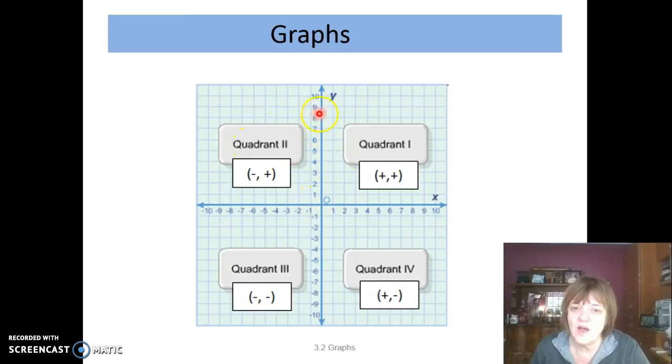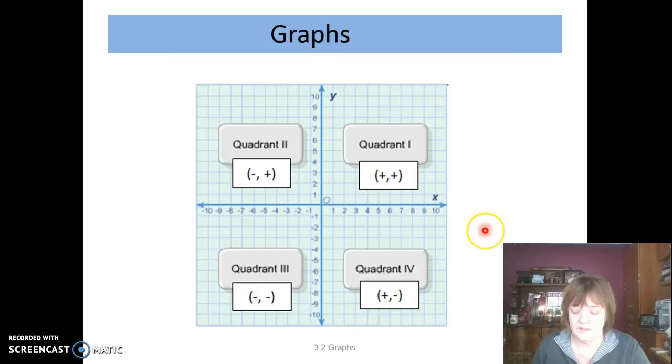So y, when we go up, is positive. Now for x's, when we go to the right, it's always positive. When we go down, y's become negative, and we go to the left, x's become negative. So notice down here in quadrant 3, we have a negative and a negative. Both of them are negatives. This is very important for you to remember. Memorize this, okay? Quadrant 4 over here. Notice when quadrant 4, we're going to the right, so x is positive, but we're going down, so y is negative. Get out your math notebook, write this stuff down.